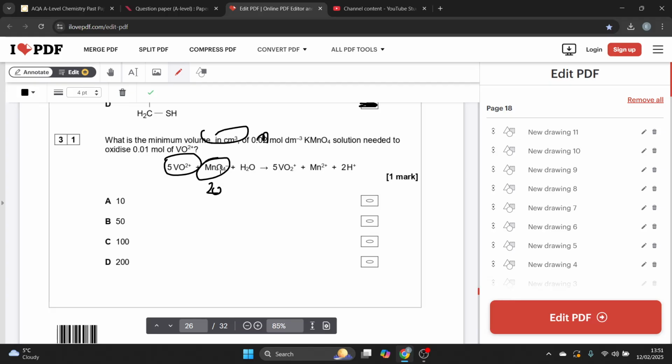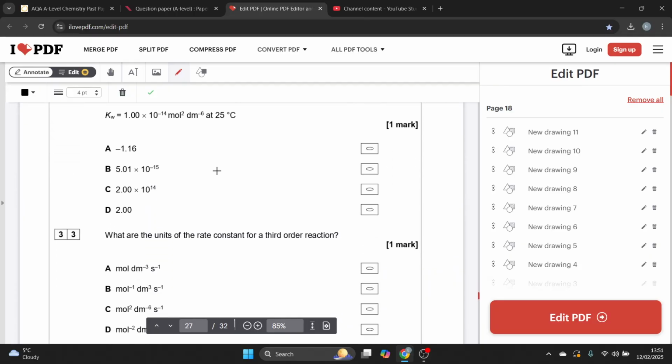Right, and I want the minimum volume needed to oxidize this much of VO2 plus. Well, then the 1 to 5 mole ratio, so times that by 5, that's 100. That's the minimum volume needed to oxidize this much of that. So therefore the answer must be C. Just remember to convert your units. 0.02 moles per decimeter cubed times by 1000 is 20 centimeters cubed.